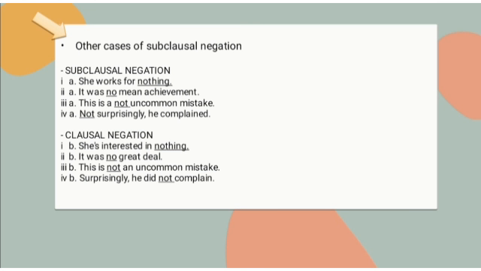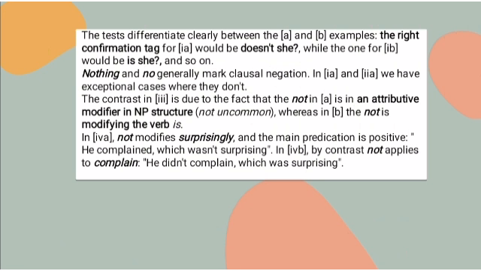4A. Not surprisingly, he complained. B. Surprisingly, he did not complain. The test differentiates clearly between the A and B examples. The right confirmation tag for 1A would be doesn't she because works is a verb, while the one for 1B would be is she because she is. Nothing and no generally mark clausal negation. In 1A and 2A, we have exceptional cases where they don't.